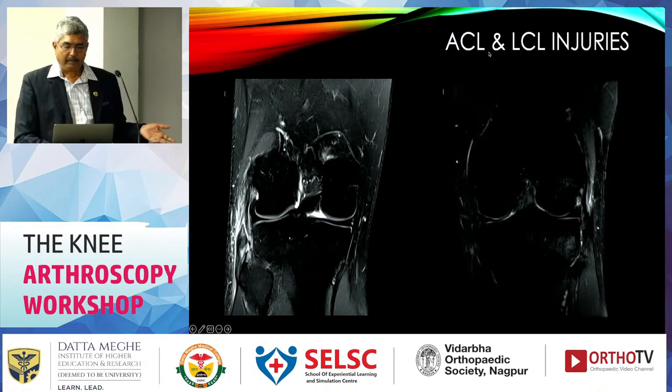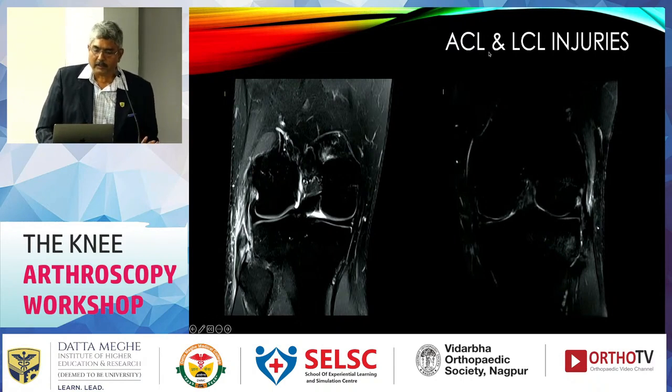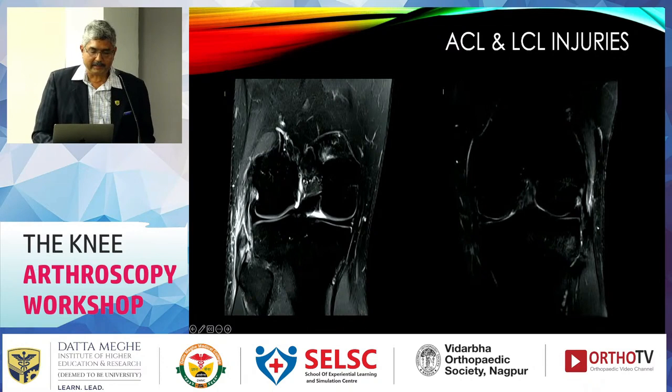ACL injuries may be associated with the LCL or the MCL injury. So let's see here. Here is the lateral collateral ligament complex, and what one can see here is disruption of this fibular ligament, and some collection is also there along the ligament. At the same time, if you look carefully at the insertion site of the ACL, which is seen in the same picture, one can see some changes as well. So ACL tear with LCL injury.